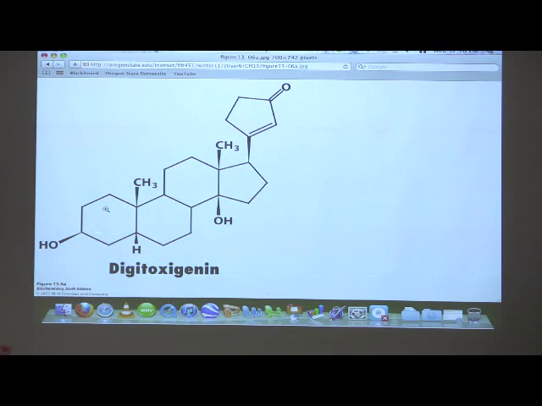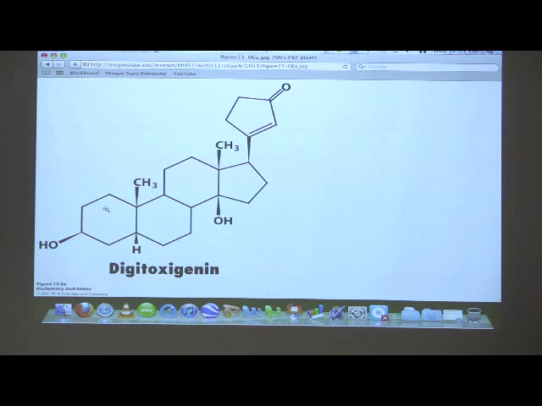Digitoxigenin is an interesting compound. It is chemically related to vitamin D. In other words, it has a slight resemblance to vitamin D and also to cholesterol, which are also both related. But this compound is of interest not because of its relationship to those compounds, but rather because of its ability to block the sodium-potassium ATPase.